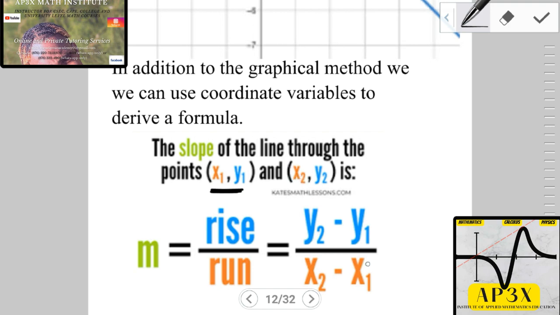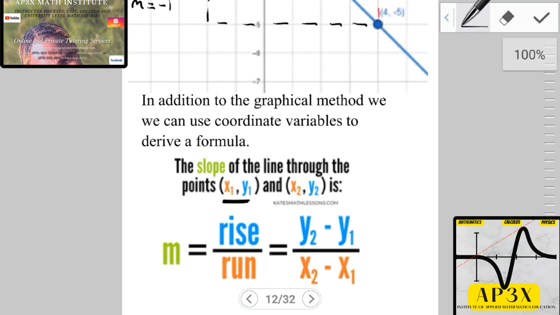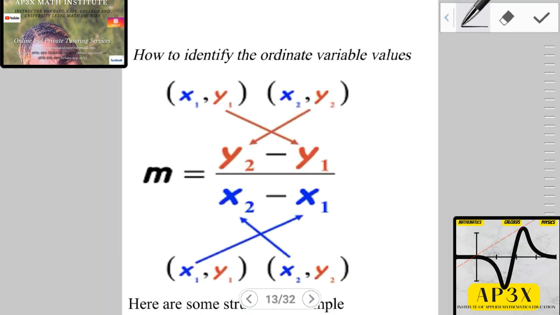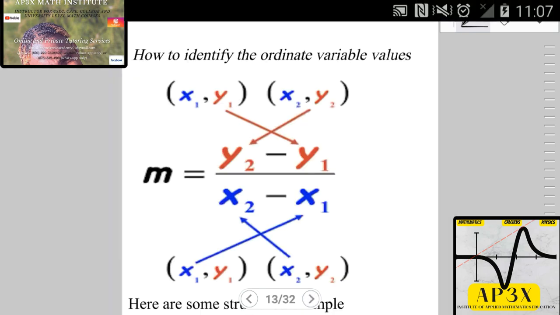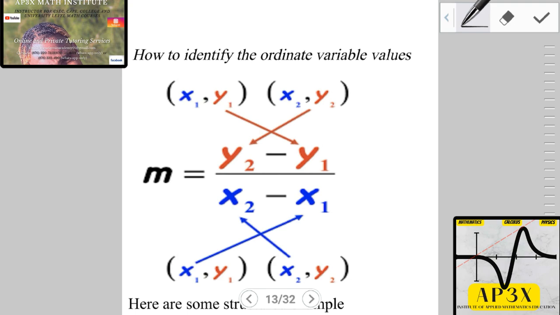That is x2 take away x1, and that is our standardized gradient formula, the formula theoretically that we can apply later on when we are not on a graph. All right, so over here you can see now how we construct the formula. It is the difference between the y ordinate, that is y2 take away y1, divided by x2 take away x1, and that is how we pretty much construct this formula. But this is not a very difficult formula to remember.